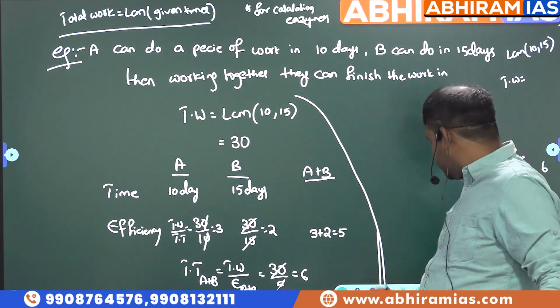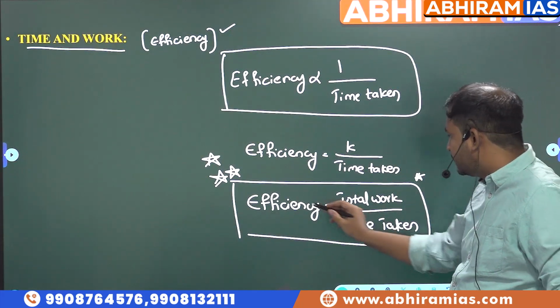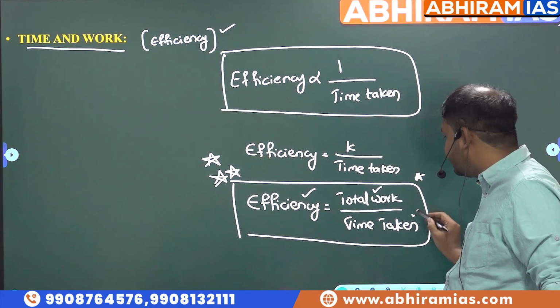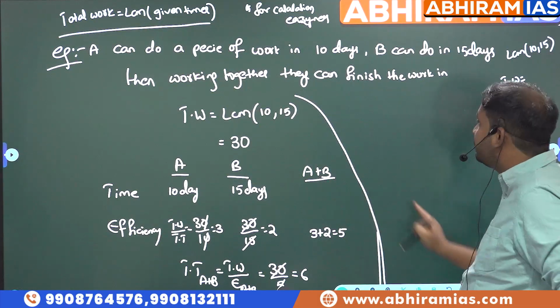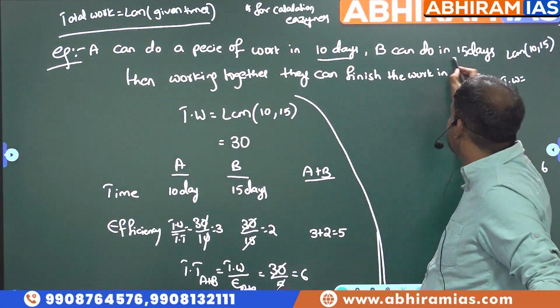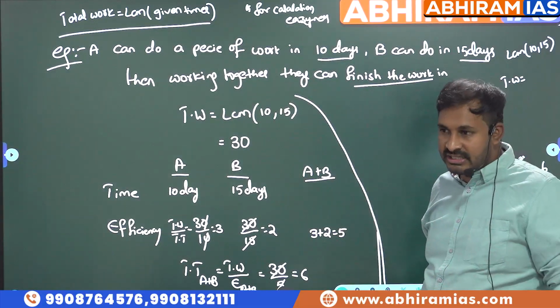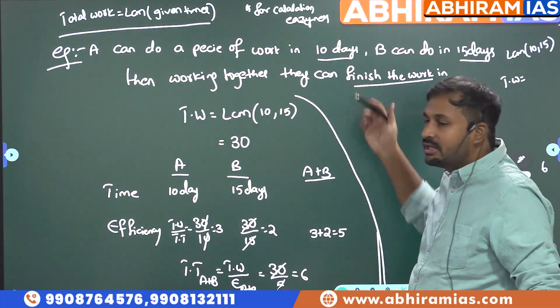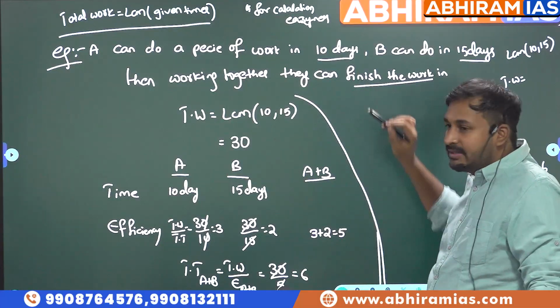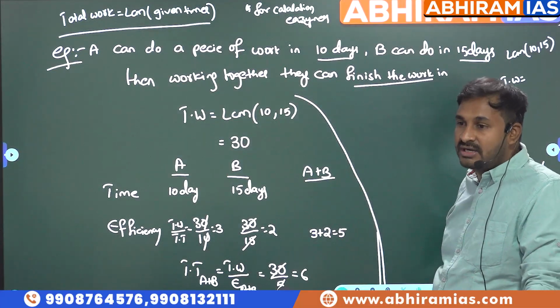Sir, while discussing the formula, we have three components: efficiency, total work, time taken. But in this given example, A can do it in 10 days, B can do it in 15 days. Then working together, they can finish it in how many days? That is the question for us, sir. Then what are we going to do? Here only times are given, and at last also they are asking us for the time.